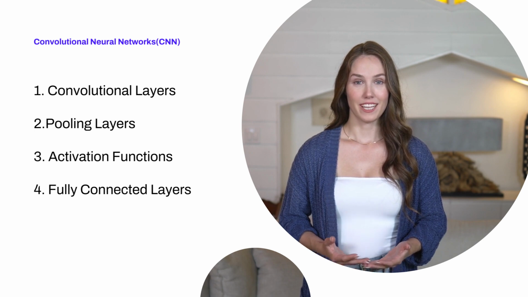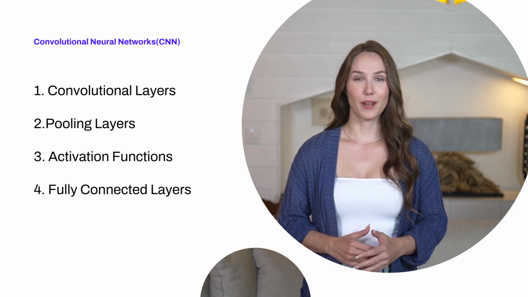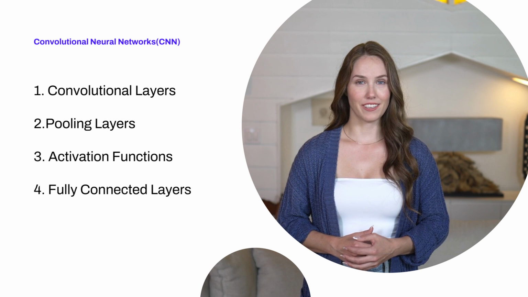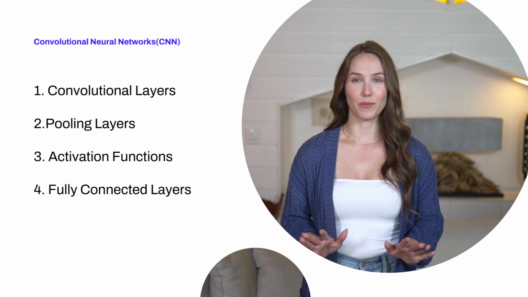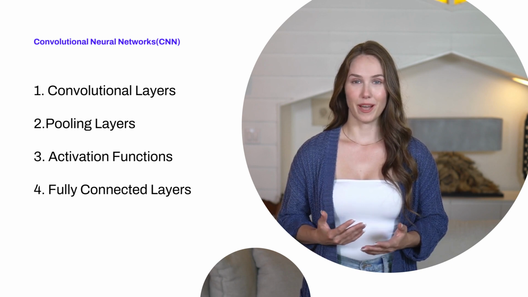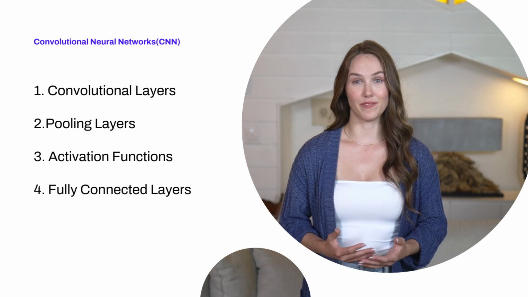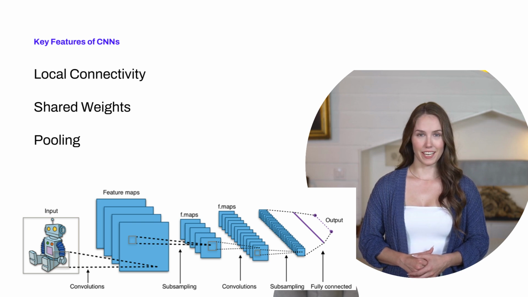4. Fully connected layers. After the convolutional and pooling layers, the feature maps are flattened into a vector and fed into fully connected layers. These layers perform high-level reasoning and make final predictions, such as classifying the image into different categories. Key features of CNNs: local connectivity.